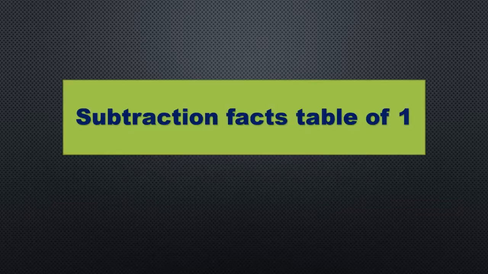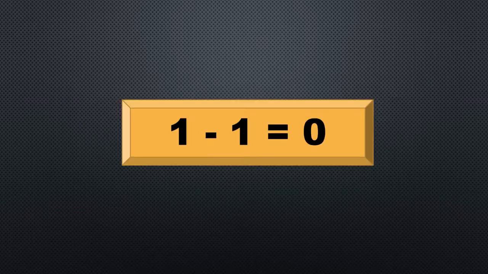Let's learn the subtraction facts table of 1. 1 minus 1 is equal to 0. 2 minus 1 is equal to 1. 3 minus 1 is equal to 2. 4 minus 1 is equal to 3.